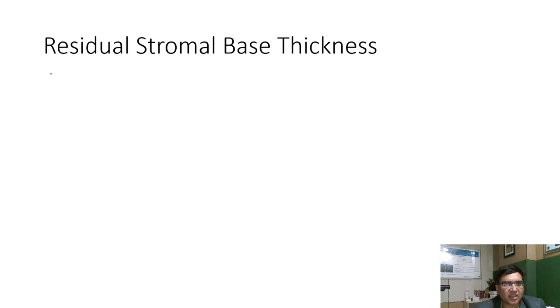Now what is the basic meaning of residual stromal bed thickness? So RSBT, which we call, basically the cornea is 520 micrometer. Okay, so we say around 520 to 540 micrometer is the normal corneal thickness. Whenever I make a flap, I told you in microkeratome I make a flap. This flap, let's say, is 100 to 130 micrometer.